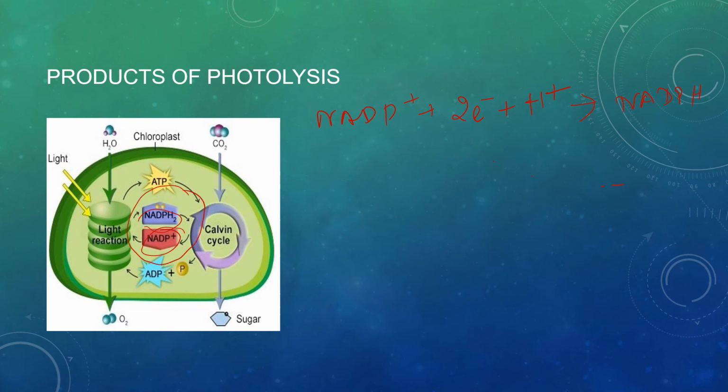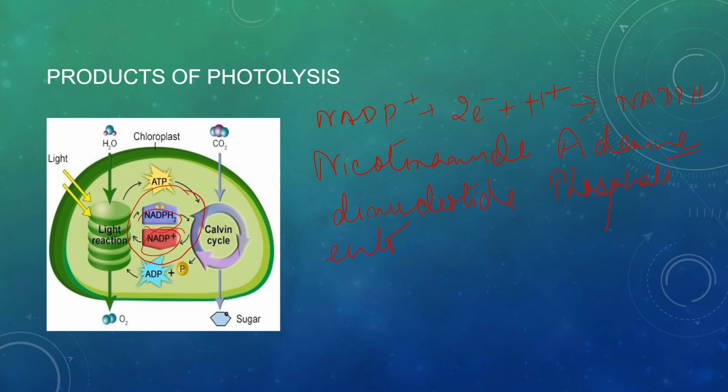This hydrogen ion is helping to reduce the NADP molecule, that is nicotinamide adenine dinucleotide phosphate. So what is NADP? Just learn these terms: nicotinamide adenine dinucleotide phosphate. It is being reduced into the form NADPH.